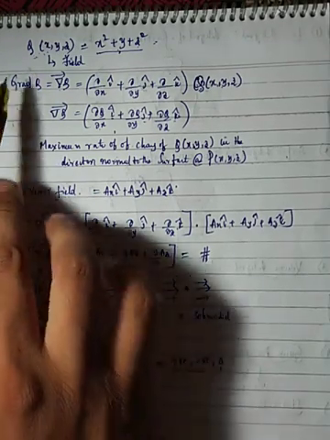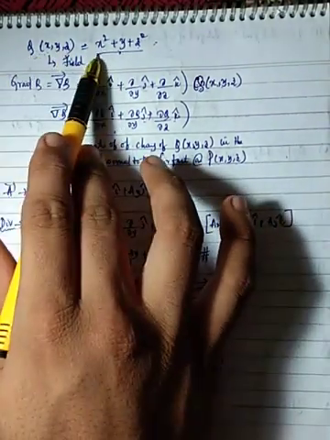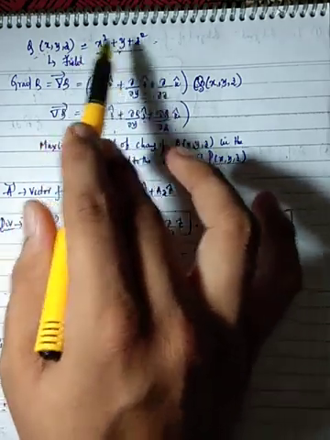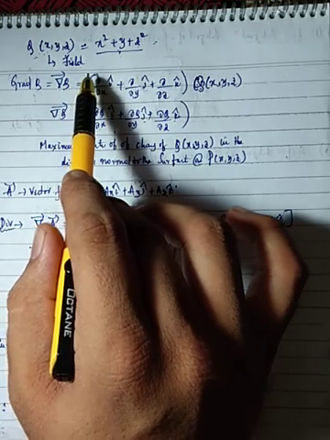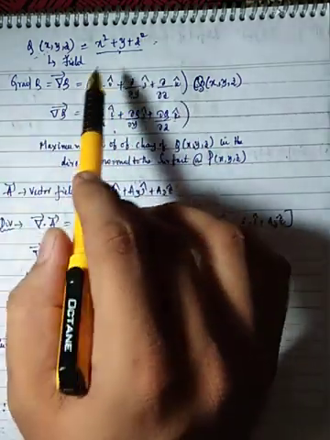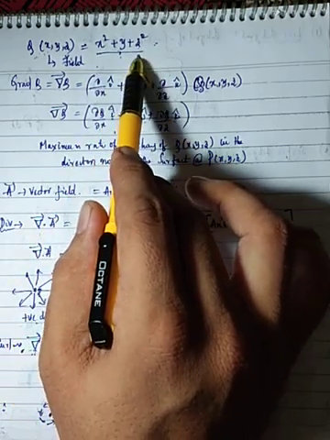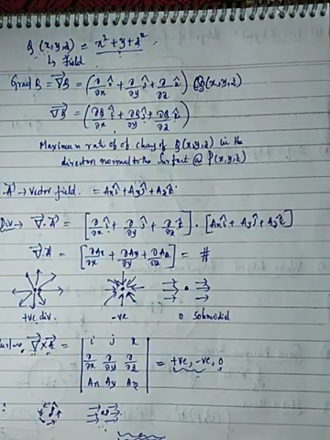For example, at any point, if the value taken at that point is x square plus y square plus z square, then when you evaluate it at any point, let it be 1, 1, 1, what will be the value of this? 1 square plus 1 plus 1, which will be 3. If it is 2, 2, 2, this will be 4 plus 2 plus 4. This will be 10. So each point takes a value. This is called a scalar field.